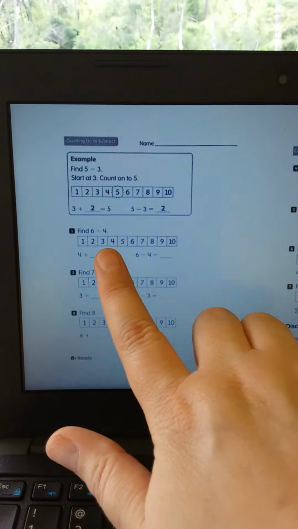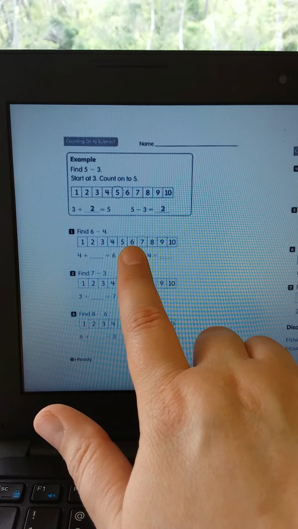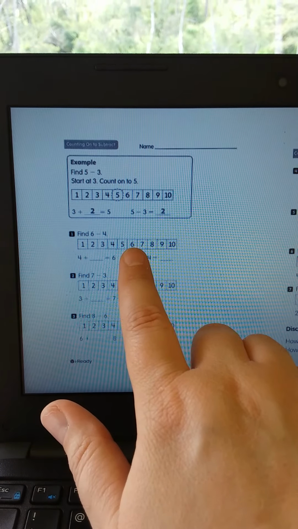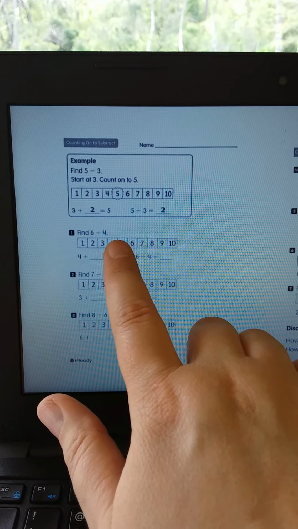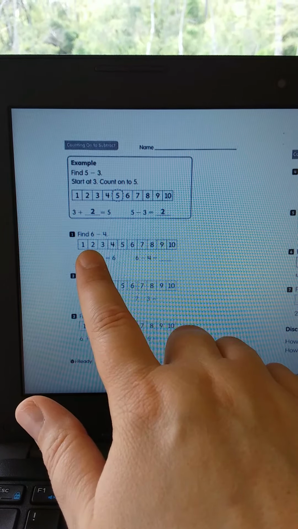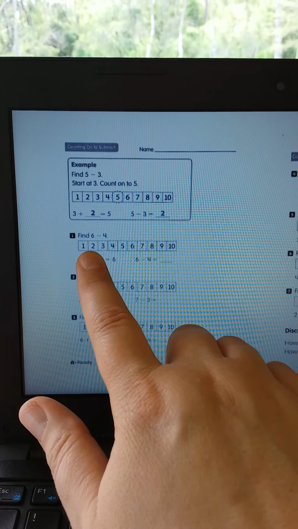Okay, so here, let's try starting at 6 and counting back. Some students still like that strategy. 6 and you count back 4. Because it's 6 take away 4. 1, 2, 3, 4. My answer is 2. Now, that took 4 hops back.